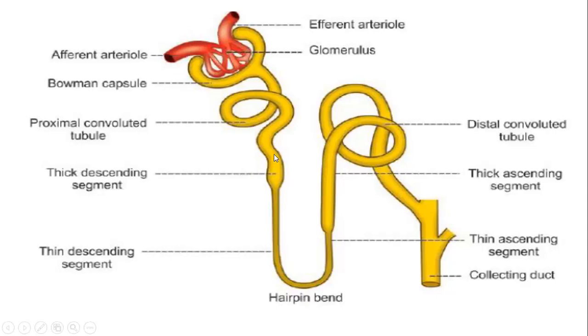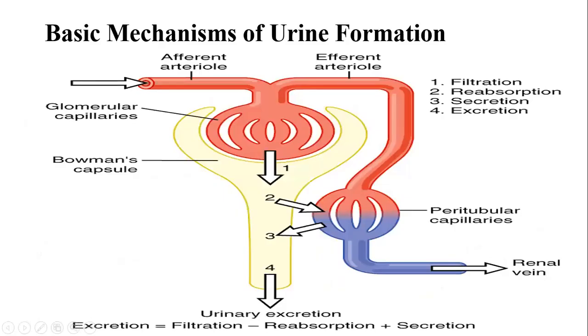After that, there's the thick descending segment. Then there's the thin descending segment. Then there's a hairpin bend. As you start going up, we've got the thin ascending segment. Then there's a thick ascending segment. Then there's the distal convoluted tubule. This is the distal convoluted tubule, and as you continue, it's called the collecting duct.